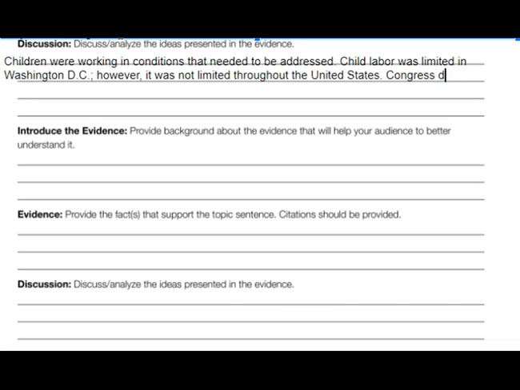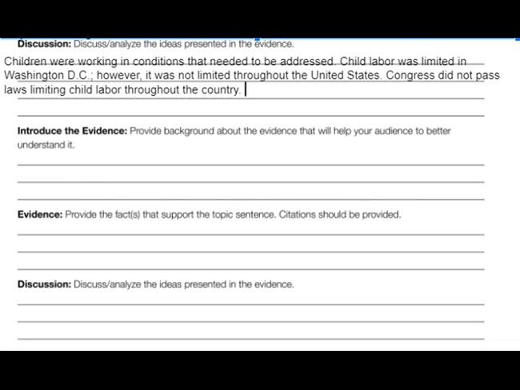Congress did not, really could not, for different reasons, we're going to say did not, pass laws limiting child labor throughout the country. And by the way, they passed it for Washington, D.C. because Washington, D.C. is controlled by Congress. And you would do that again for something else, for another piece of evidence, for a different source.